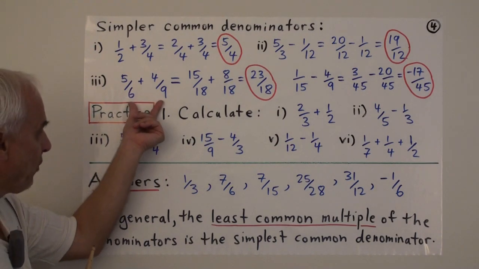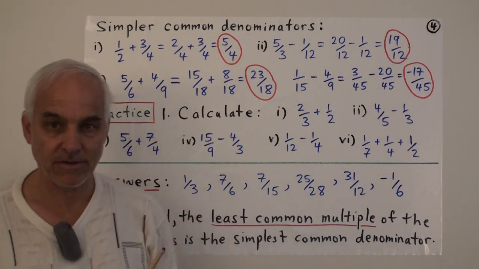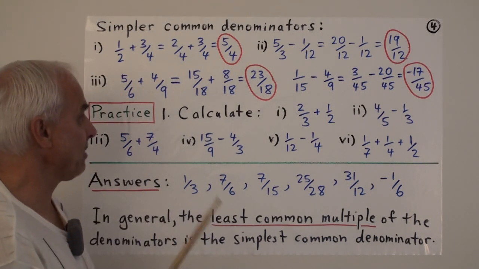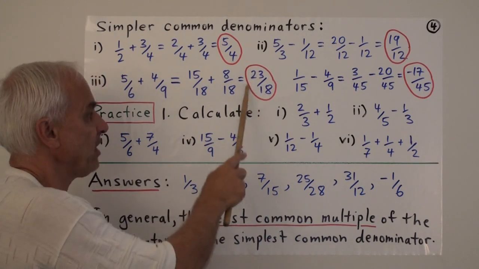So we've converted both of those fractions into equivalent fractions, now with the same denominators. And then adding them is simple. We just add the numerators. 15 plus 8 is 23. So we get 23 over 18.